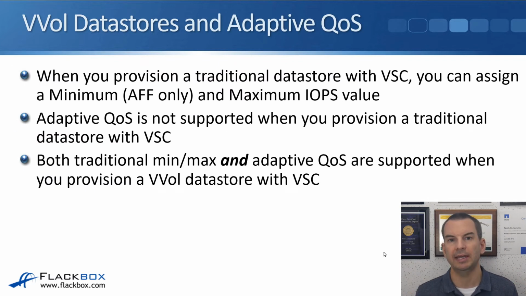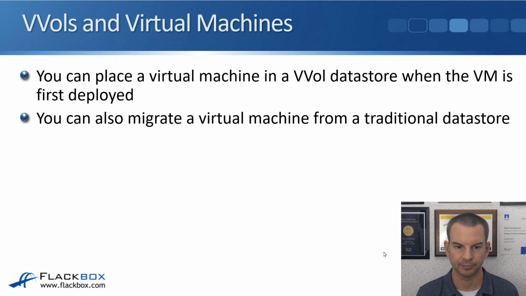When you provision a traditional data store with VSC, you can assign a minimum and maximum traditional QoS IOPS value. Minimum is only supported on AFF, maximum is supported on your FAS systems and AFF as well. Adaptive QoS is not supported when you provision a traditional data store with VSC. But both traditional min-max and adaptive QoS are supported when you provision a VVol Datastore with VSC. So that is another benefit of VVol Datastores over your traditional data stores.